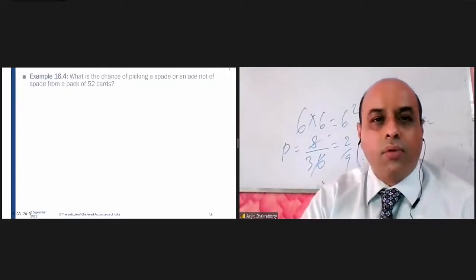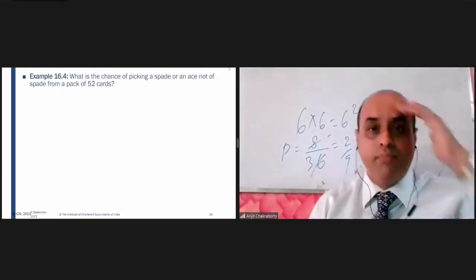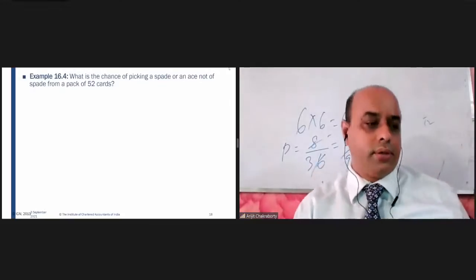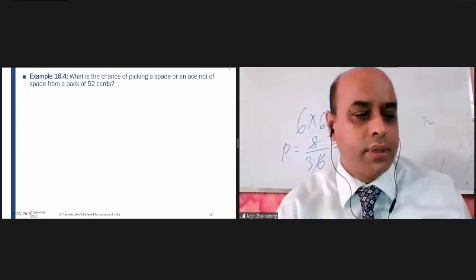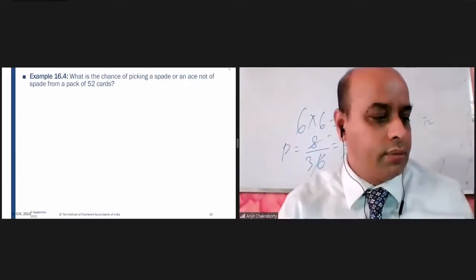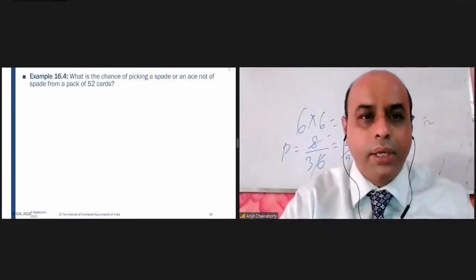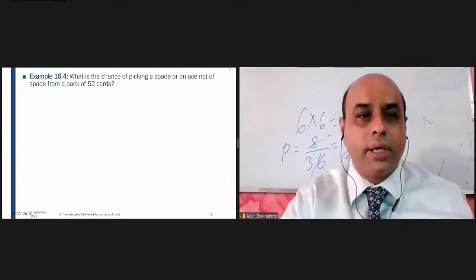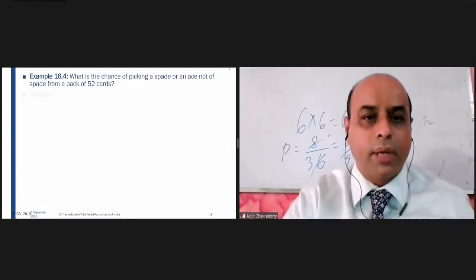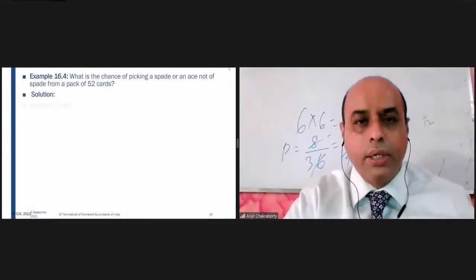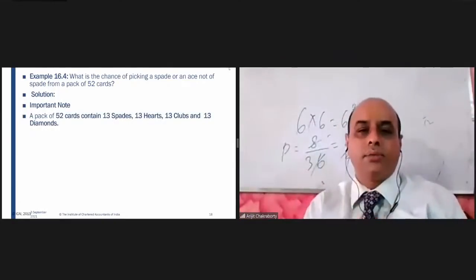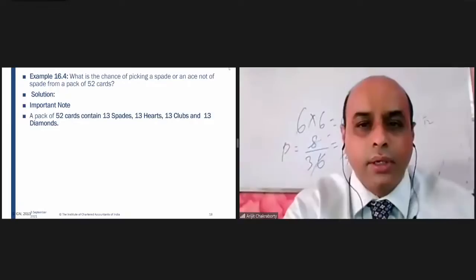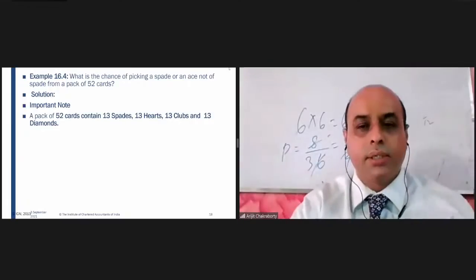Now, what is the chance? Now, this question has come many times, not just in the mock test examination, but it's also there in the study material in the exercise. What is the chance of picking a spade or an ace not from a spade from a pack of 52 cards? So here we have to note that a pack of 52 cards will have 13 spades. It will have 13 hearts, 13 clubs, and 13 diamonds.